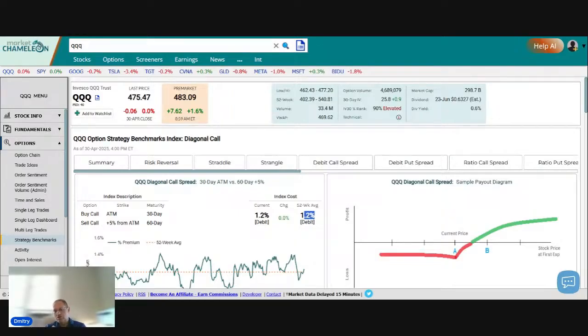So the outlook would be a bullish outlook, and you're going to be short vega. So you think implied volatility will come in as the stock floats up, right? And that you will get decay as time goes on from the longer term option.